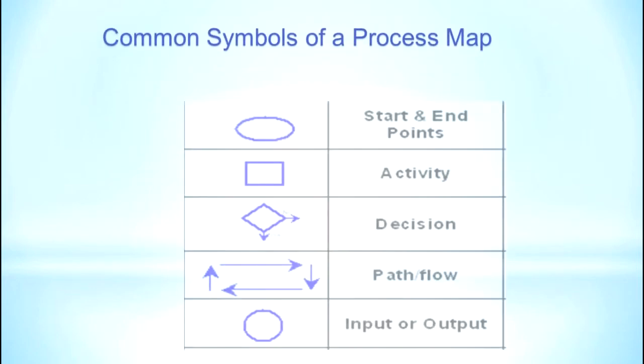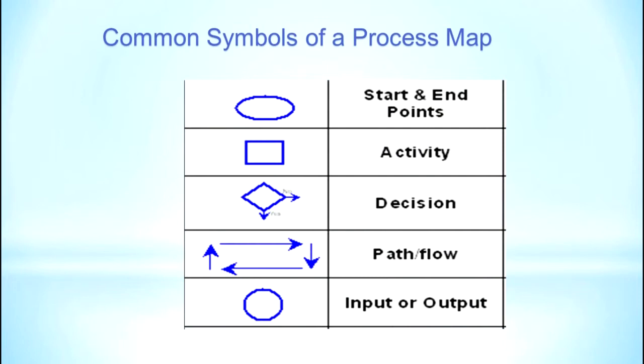Common symbols of a process map. Oval. The oval is used to show the start and end points; it identifies the boundaries of the process. Rectangle. The rectangle serves to represent each activity or step within the process. Diamond. When using the diamond, we indicate the point where there is an inspection and for which we must make a decision. Usually it responds to a question with a yes or no.